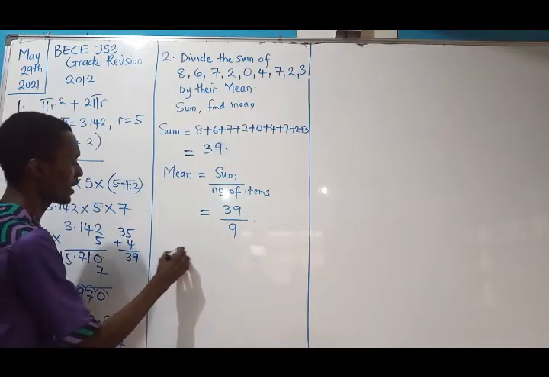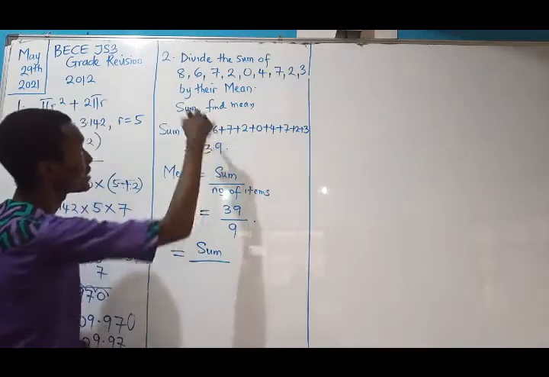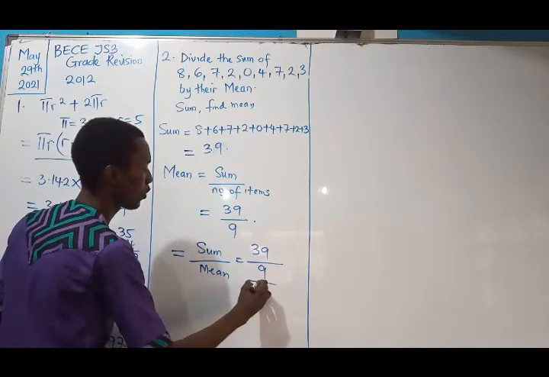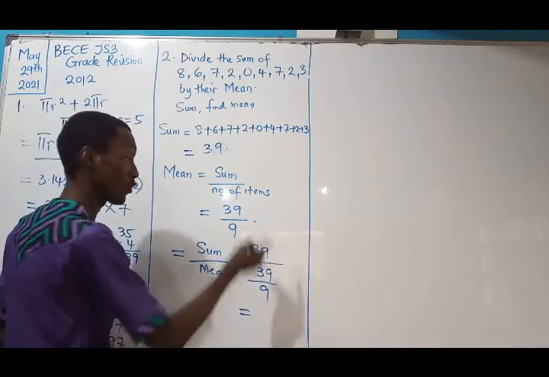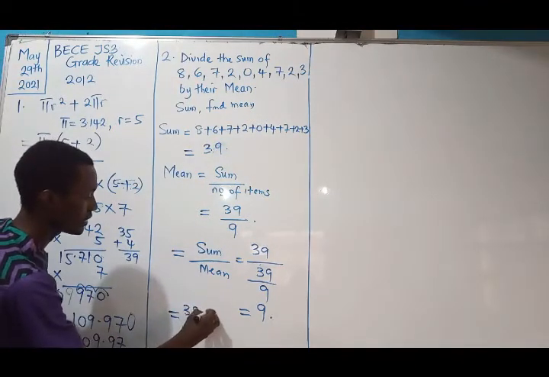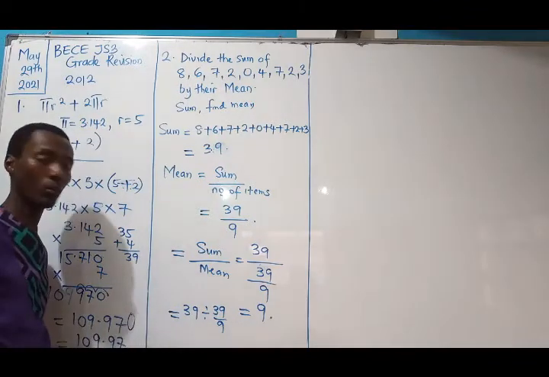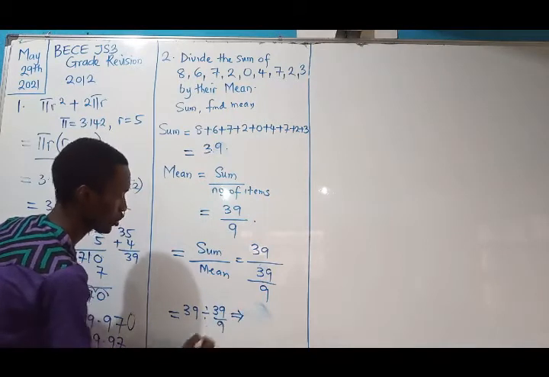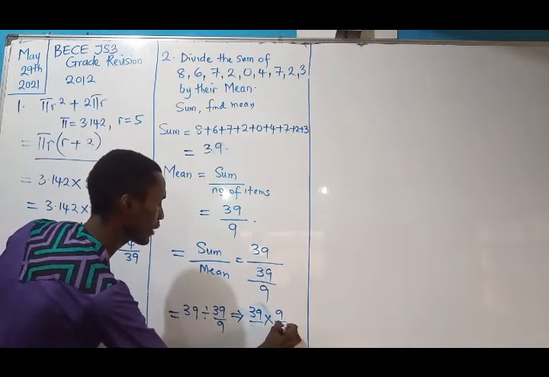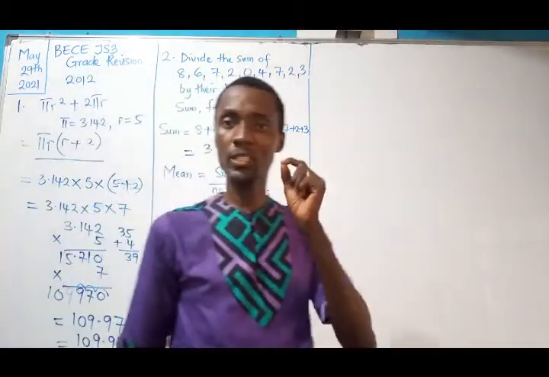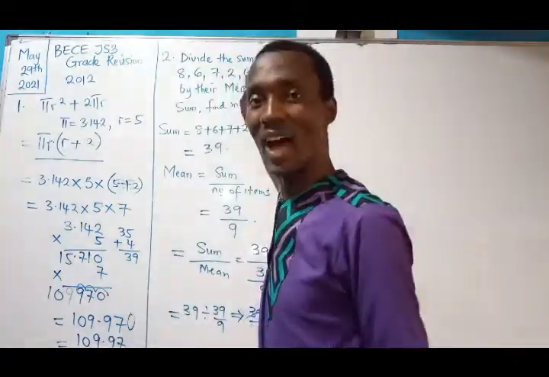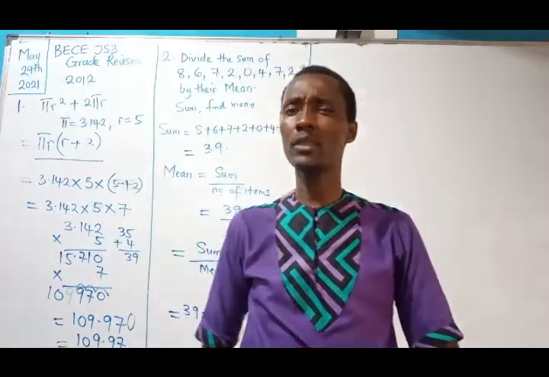Now, they say you should divide the sum by the mean. So the sum is 39, divided by 39 over 9. And your final answer will be 9. Let's interpret this. This means 39 divided by 39 over 9. If you multiply, this switches to 39 over 9 times 9 over 39, and this simply will be 9. A smart student would have seen that the question is asking him to just look for the number of items there. So, the learning point here is this.